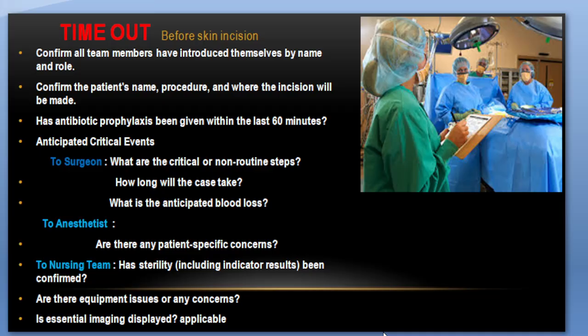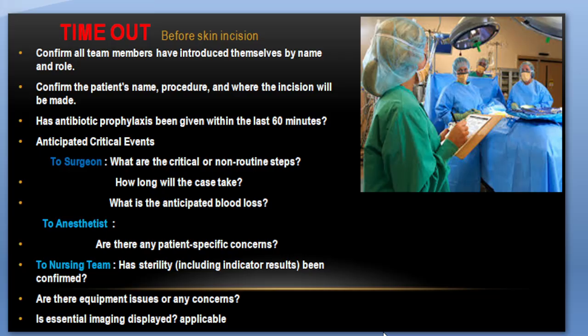Next one is to confirm the patient name, procedure and where the incision will be made. The important thing here is that before making an incision, the doctor has to confirm the name of the patient, the procedure, and where he is making the incision.